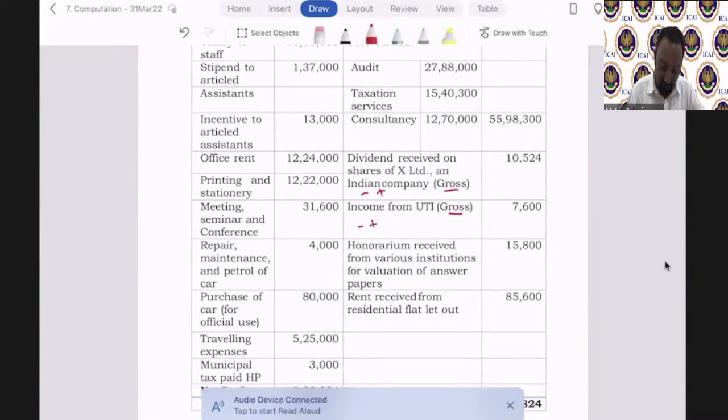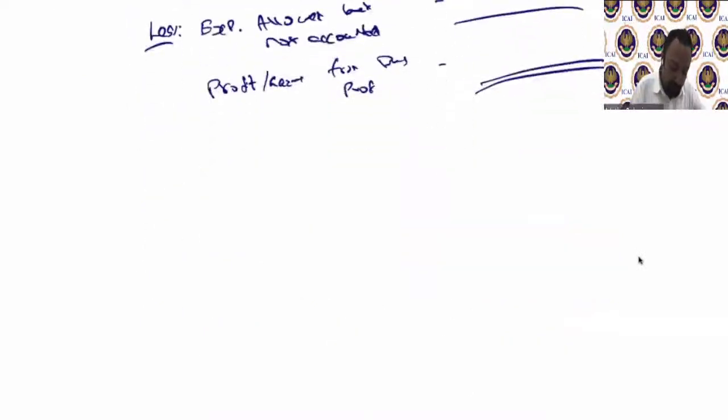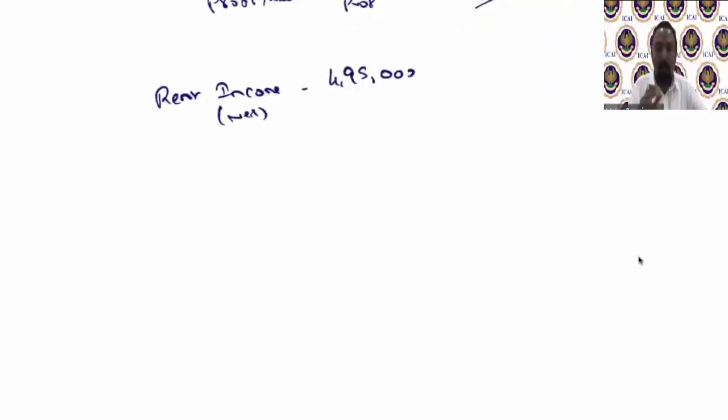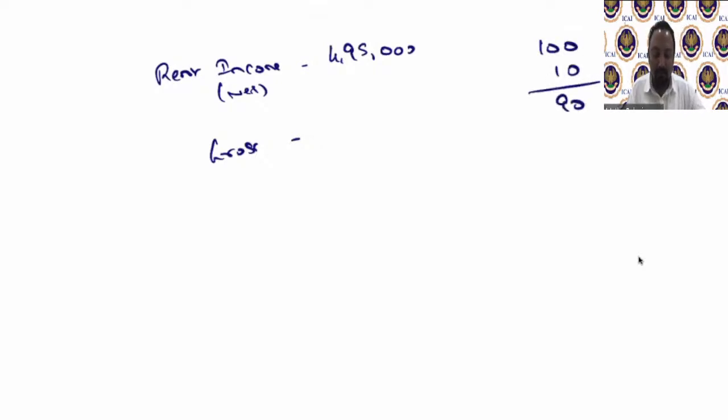For example, I'll try to explain when the word net comes. Let's say your rent. Net is what you are actually receiving, net is not your income, right? Gross only is your income. So you'll have to identify gross. How do you identify gross? Generally what happens in rent, 100 is rent, you deduct 10, you give 90.